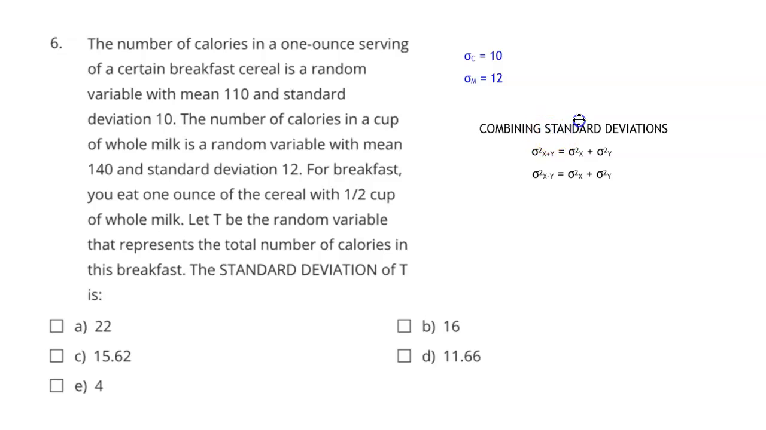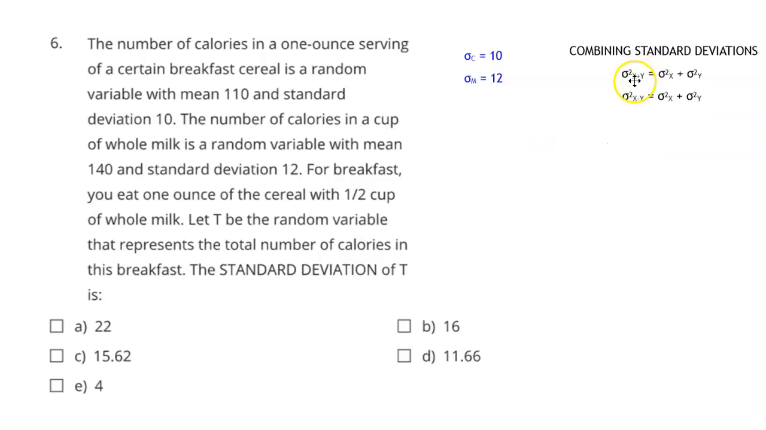One thing that we know is combining standard deviations, whether it's adding or subtracting two random variables, we actually have to combine their variances instead of their standard deviations, and this is the rule. So what we could essentially do is change these into variances, add them together, and then square root them to get the standard deviation of the sum of the two random variables.